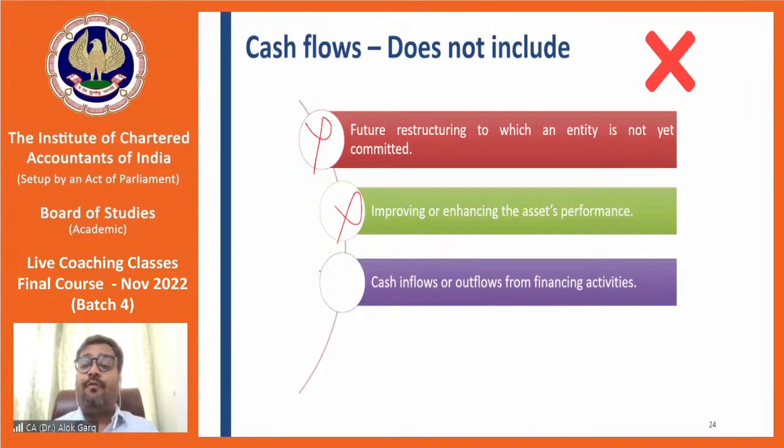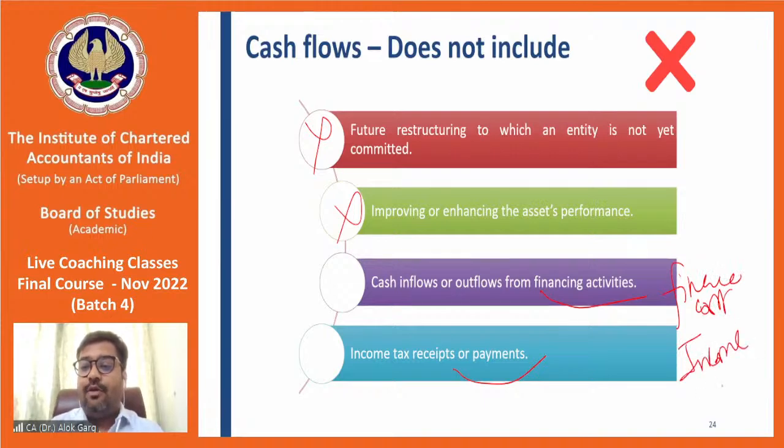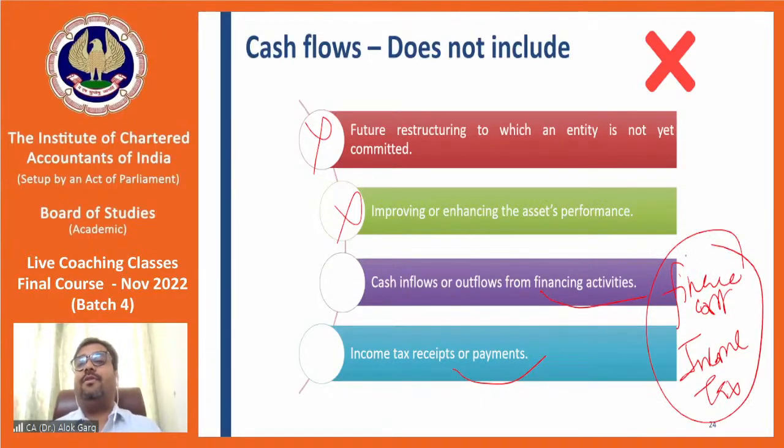Cash inflow or outflow from financing activities and taxation activities. You remember I have told you that cost to sell does not include finance cost and income taxes. Likewise, cash flow due to financing activities and income tax. So financing activities, I mean to say finance cost and income tax. Cash flow due to these items will not be taken into consideration, right?